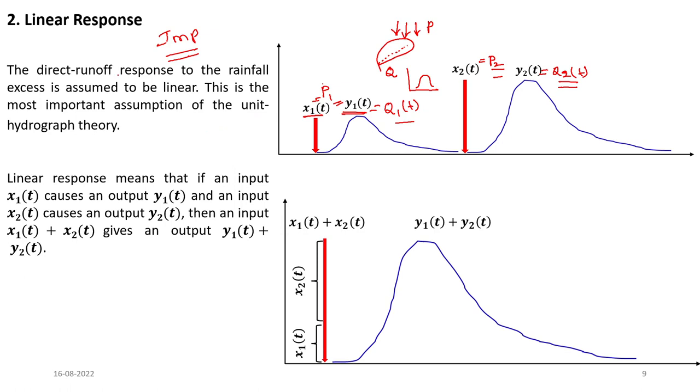The direct runoff response to the rainfall excess is assumed to be linear. This is the most important assumption of the unit hydrograph theory. So when we say linear, what does it mean? Let's say x equal to 3y. When we take y equal to 1, how much will be the x? x will be 3. When we take y equal to 2, x will be 6. In a similar manner, if we take y equal to 10, x will be 30. So we assume that input and output are linearly associated.